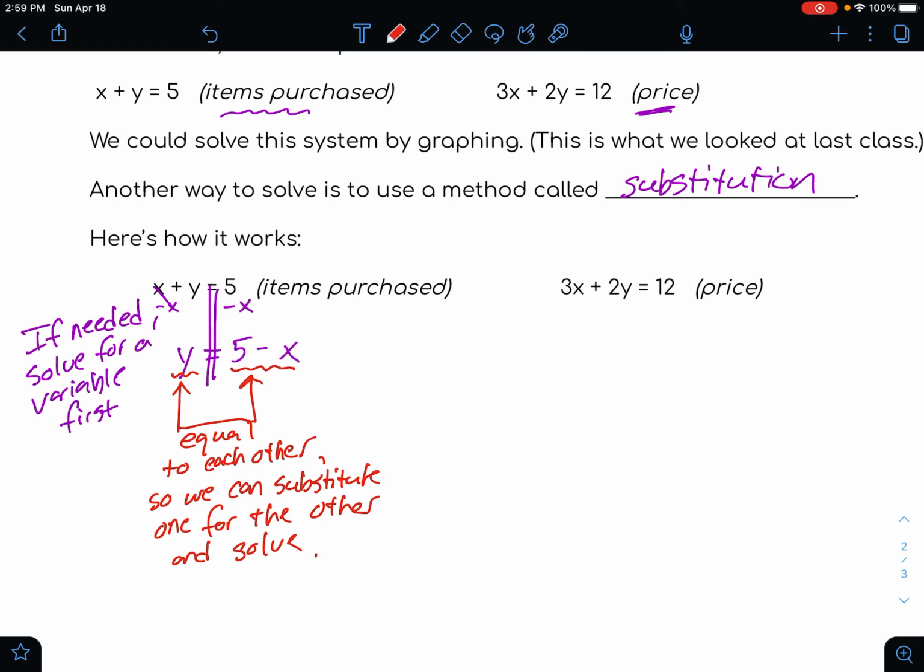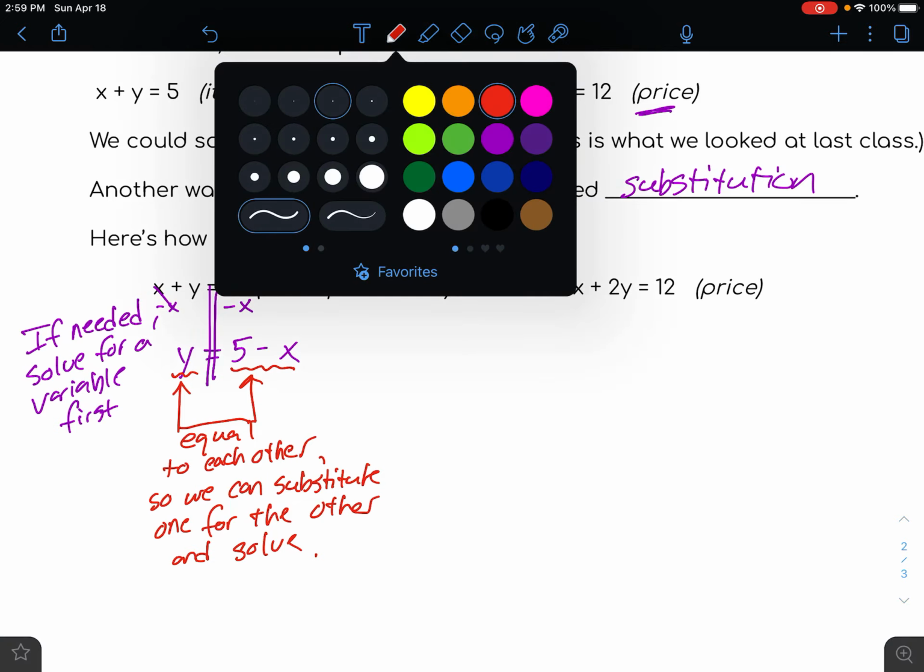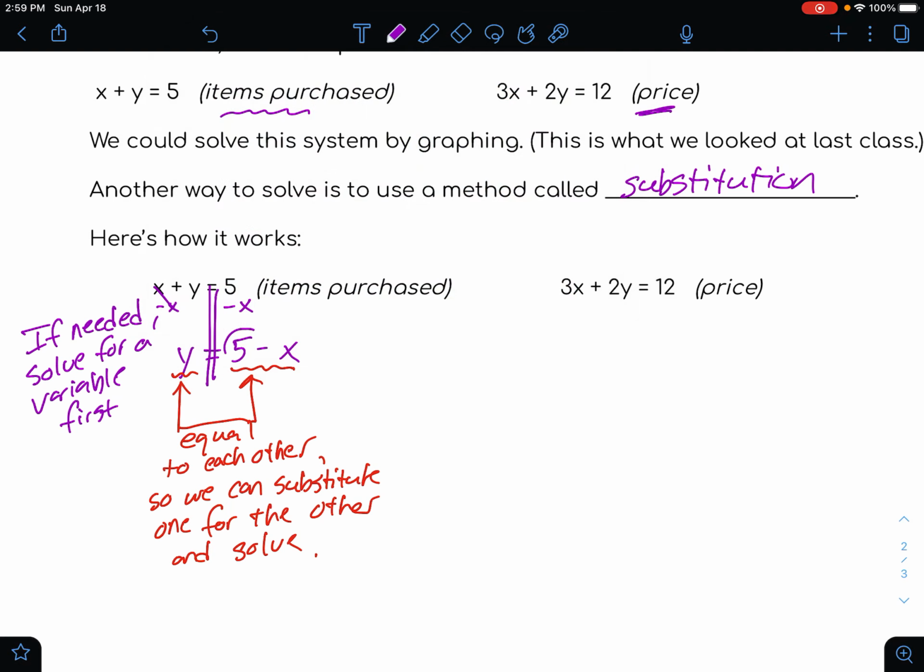So since y is equal to 5 minus x, what I'd like you to do is circle the 5 minus x part and draw an arrow over to the other equation, and we're going to trade it out for the y. Since y is equal to that, it's kind of like trading out the 4 $5 bills for the $20 bill. We're going to trade it out. We're going to substitute it in. So this is the substitution step.